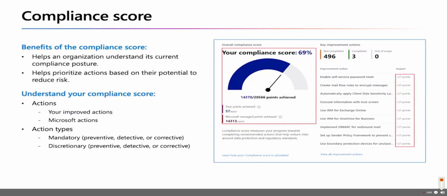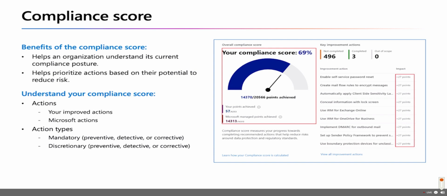Now, the compliance score measures progress in completing recommended improvement actions within controls. The score can help an organization to understand its current compliance posture. It also helps organizations to prioritize actions based on their potential to reduce risk.